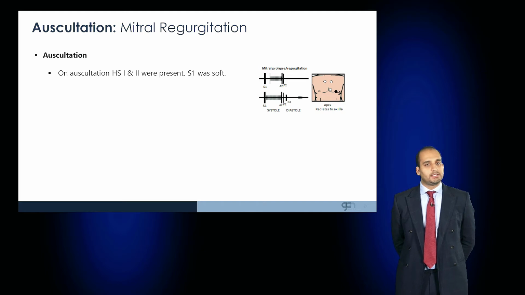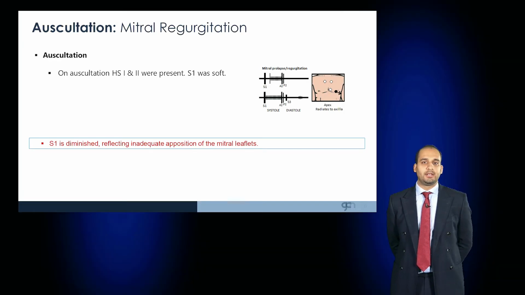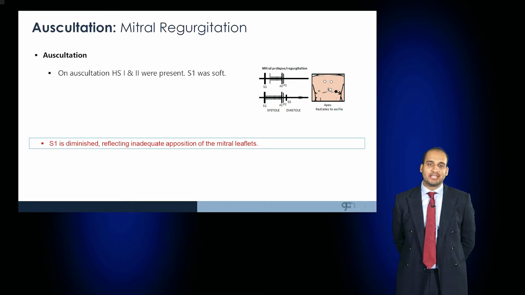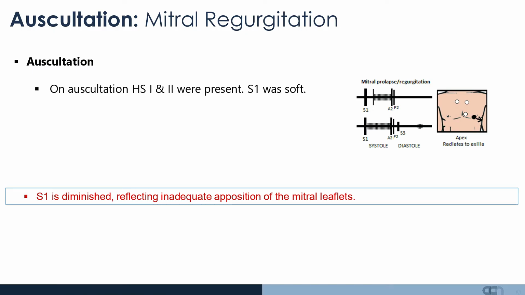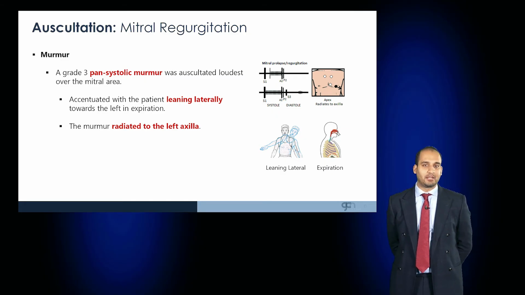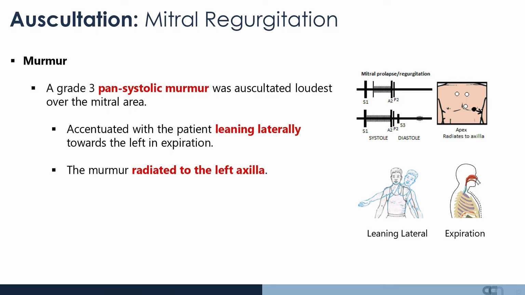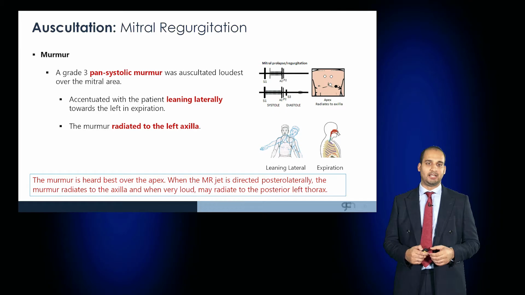On auscultation, heart sounds 1 and 2 would be present and S1 would be soft. The mitral valve and the tricuspid valve contribute to S1. S1 is diminished, reflecting inadequate opposition of the mitral leaflets due to mitral regurgitation. The murmur itself is described as a pansystolic murmur, auscultated loudest over the mitral area. To accentuate this, the patient leans laterally and expires, and the murmur radiates into the left axilla.